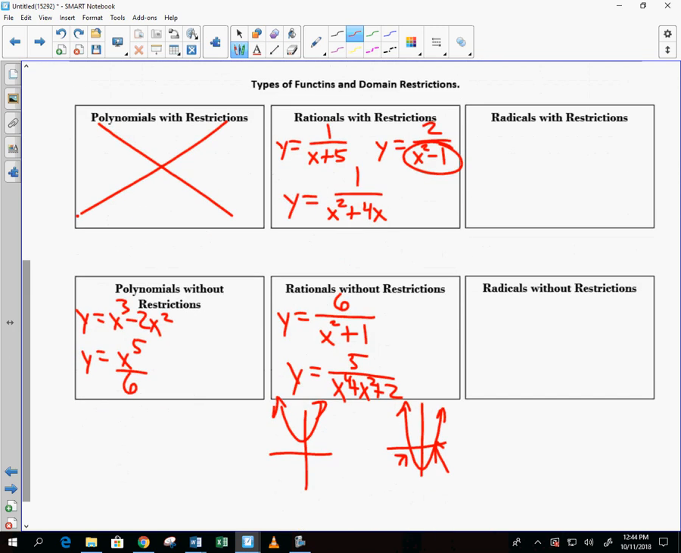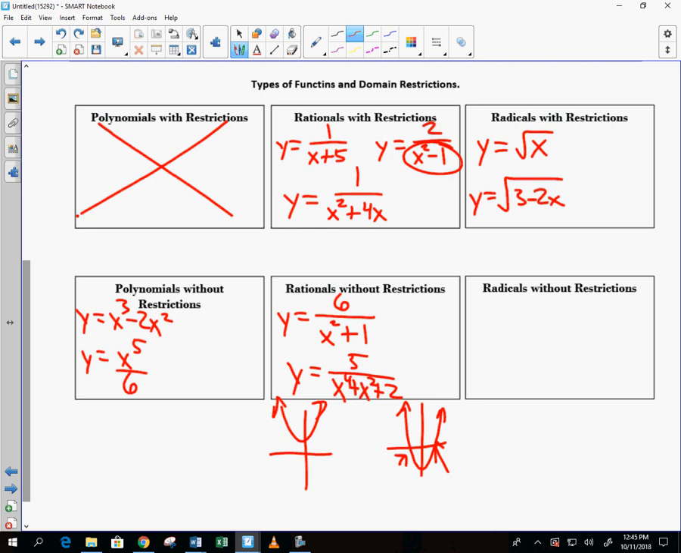Radicals with restrictions. How about this? Y is equal to the square root of x. Can't take the square root of what? Negatives. In fact, you could have y is equal to the square root of 3 minus 2x. That causes a problem as well.